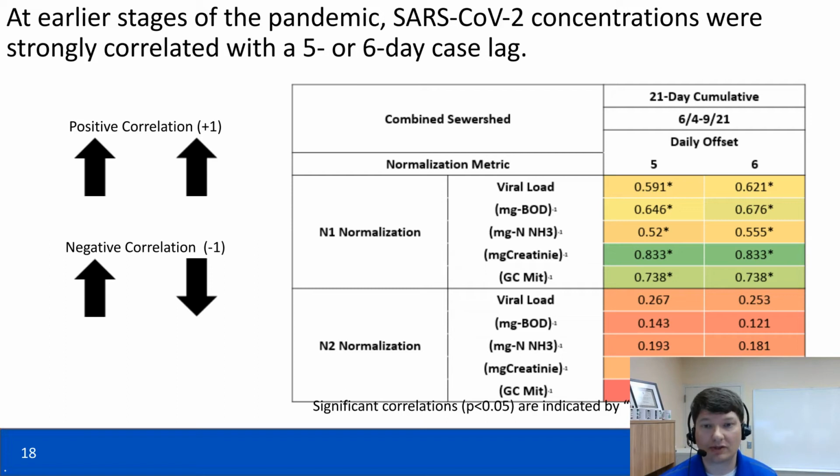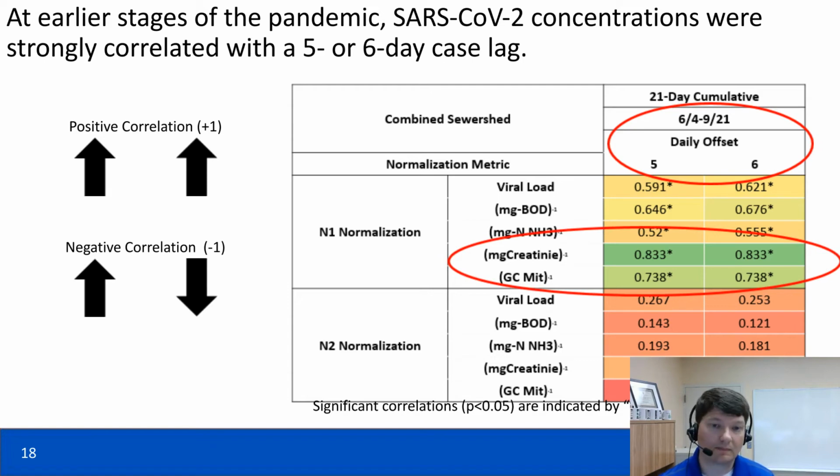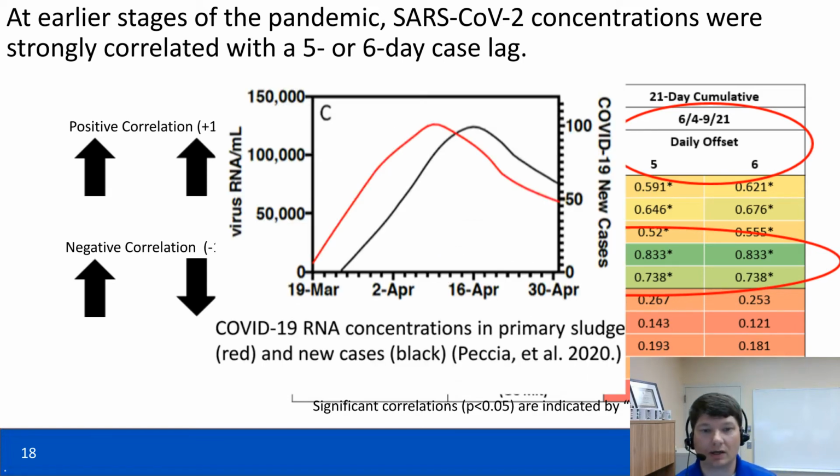So this observation of this 5 or 6 day detection of SARS-CoV-2 concentration in wastewater versus case data was observed very early on in these efforts. And so here, again, in a 2020 paper where they were looking at SARS-CoV-2 concentrations in primary sludge, in red, they were detecting SARS-CoV-2 concentrations about 5 days before the corresponding case data. And again, these trended very closely with that 5-day gap.